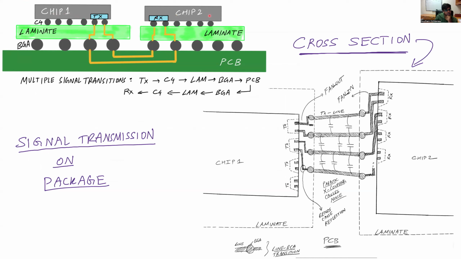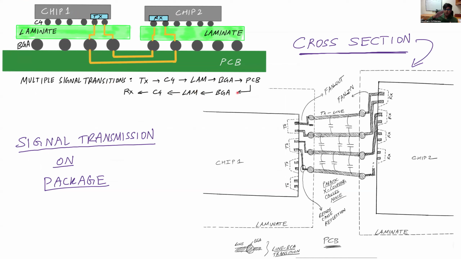So you can have chip 1 and chip 2. Chip 1 could have a transmitter on it, and chip 2 has a receiver. The signal from chip 1 through the transmitter is sent through C4 bumps to a laminate and then to the BGA, and then the reverse process happens to go to chip 2. So there are multiple signal transitions as shown here.